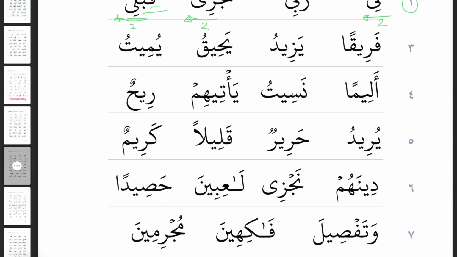Line 3. Fa, ri. There's the 2 count stretch, the ra had a kasra, followed by a ya with nothing, no vowel, no sukoon, and so therefore that ya is acting as a stretching mechanism for the kasra. Fa, ri, on. Ya, zi. There's the 2 count stretch.